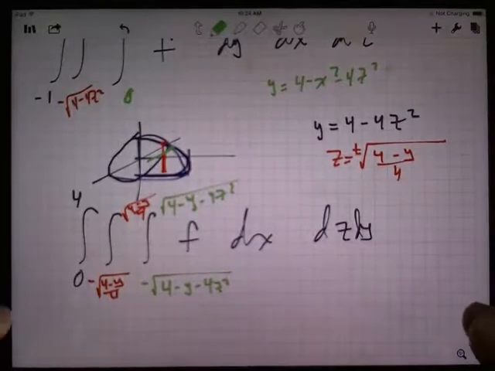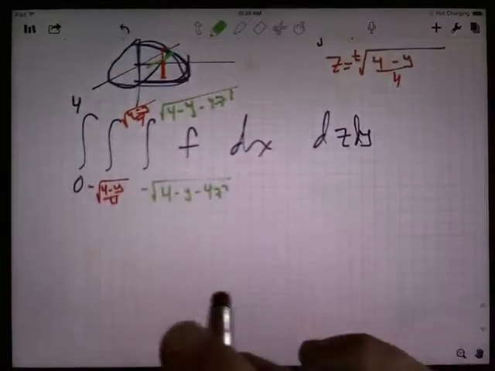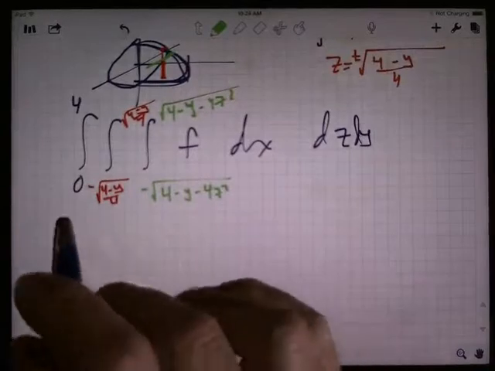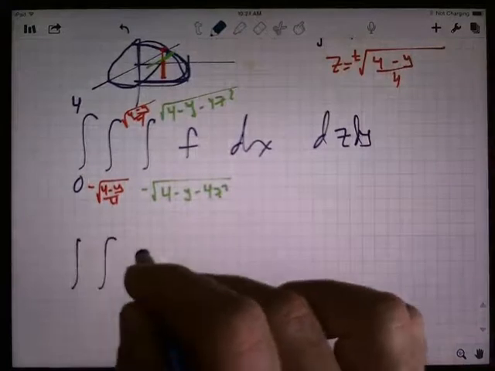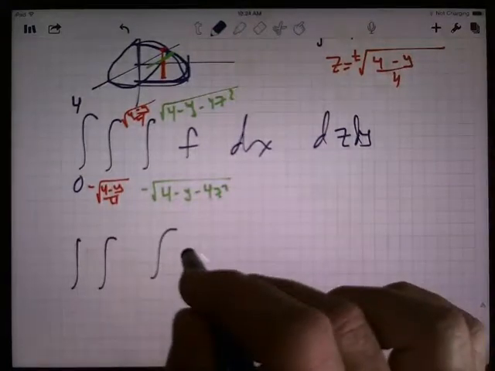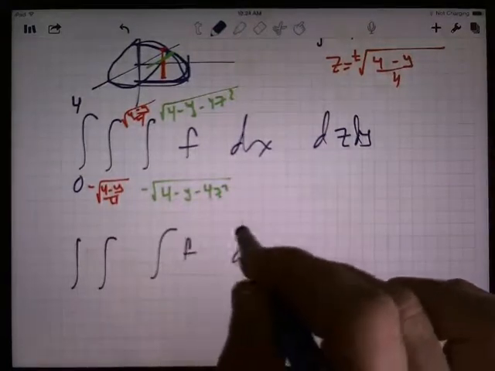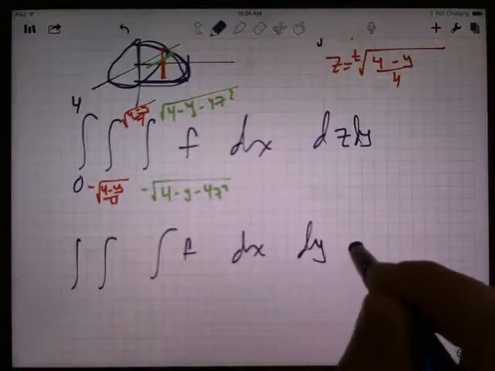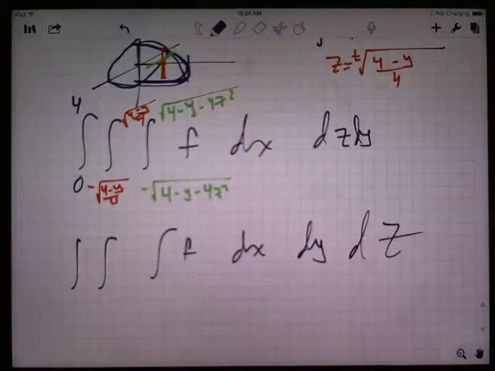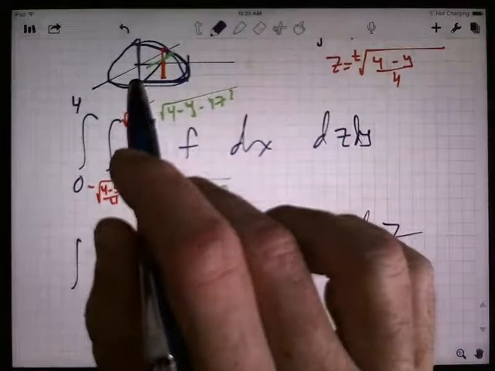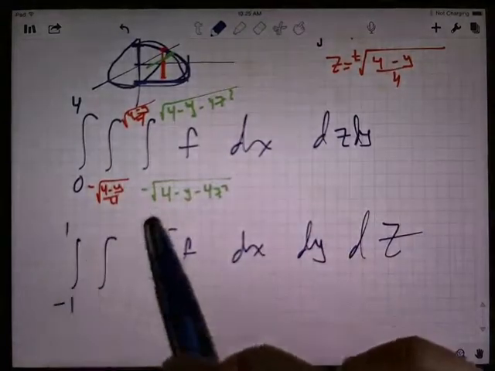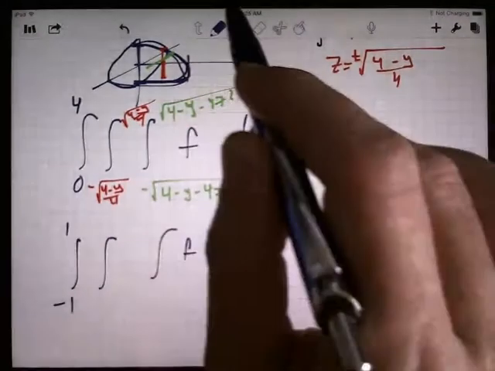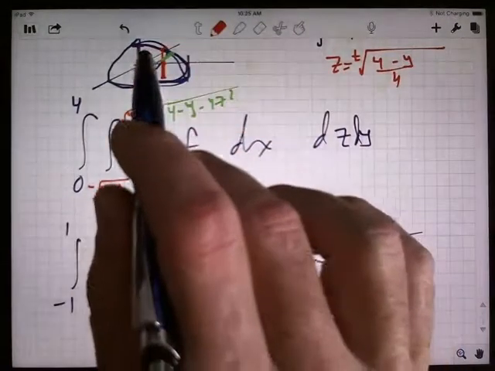I got one more to go. Do I have time? Oh, I do. I got 3.5 minutes left. Here we go. This time we're setting it up still with the x in the middle, and then dy, and then dz. So z on the outside. What's the minimum z? What's the maximum z? Minus 1 to 1.